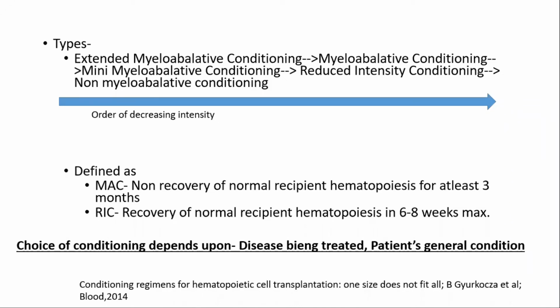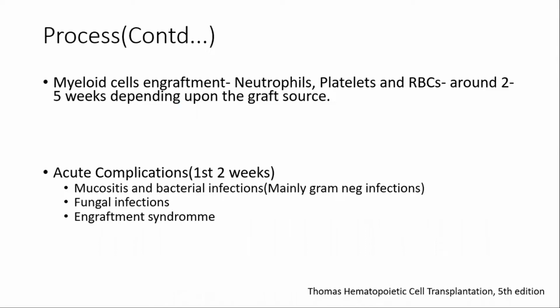What to use in which patient depends on a lot of factors, like what disease we are treating, who the donor is, and what the patient's general condition is. It cannot be one size which fits all. So we have to put all of this together and decide if we need a myeloablation, a reduced intensity, or something in between. Next, we have given the conditioning, we have given the graft.